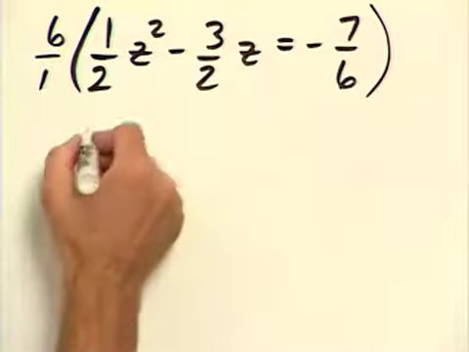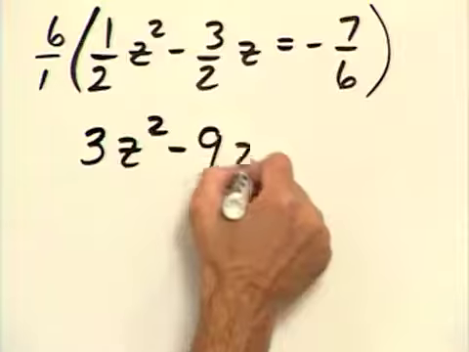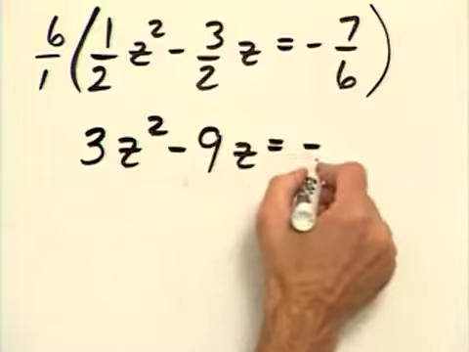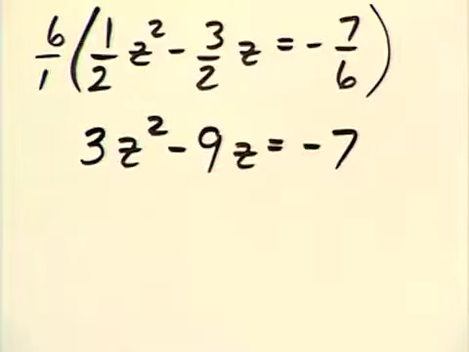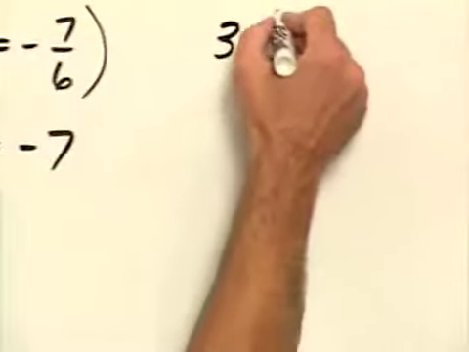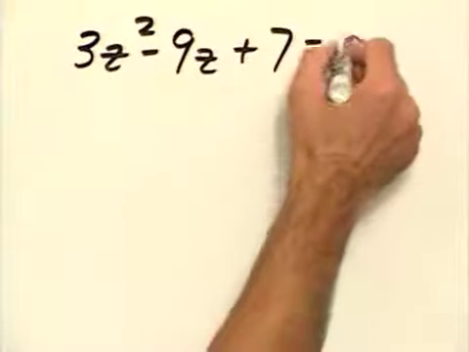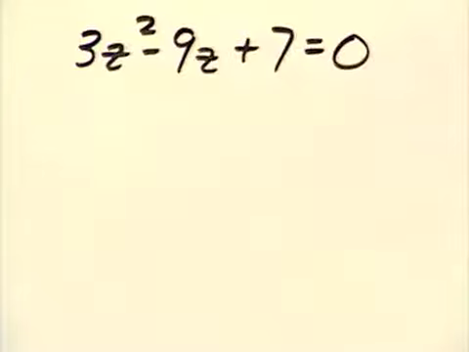And we will get 3z squared minus 9z is equal to negative 7. Then let's add 7 to both sides to get our polynomial in standard form or set equal to 0. So I'm going to have 3z squared minus 9z plus 7 is equal to 0. So what I did here was I added 7 to both sides to get 0 on the right-hand side of my quadratic equation. Now we'll use the quadratic formula to find our solutions.